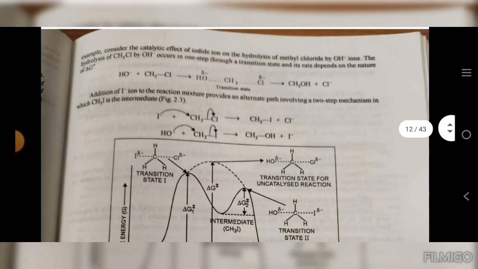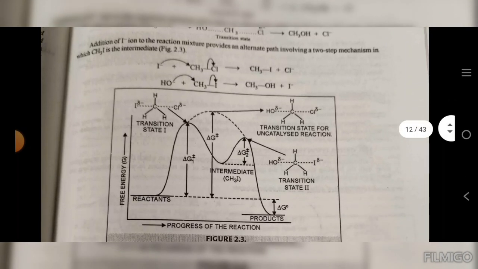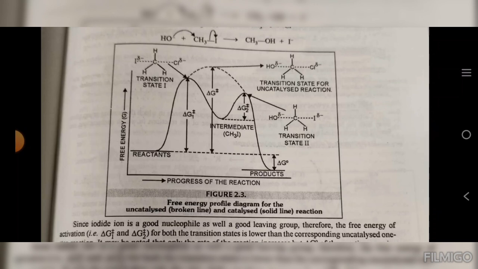For example, consider the catalytic effect of iodide ion on the hydrolysis of methyl chloride by OH- ions. The hydrolysis of CH3Cl by OH- occurs in one step through a transition state and its rate depends on the nature of ΔG‡, the transition state. Addition of I- ion to the reaction mixture provides an alternate path involving a two-step mechanism in which CH3I is the intermediate. Figure 2.3: progress of the reaction, free energy profile diagram for the uncatalyzed (broken line) and catalyzed (solid line) reaction.